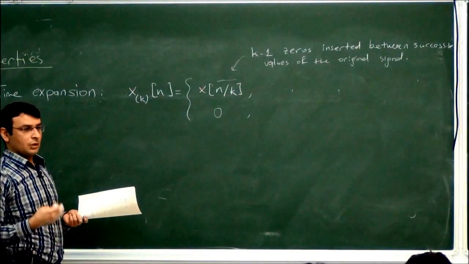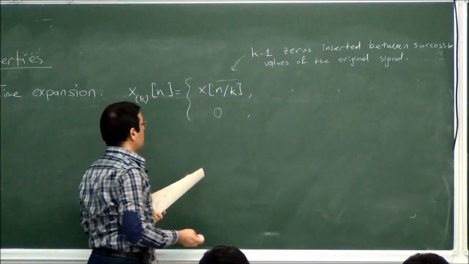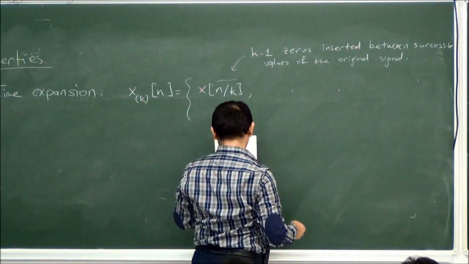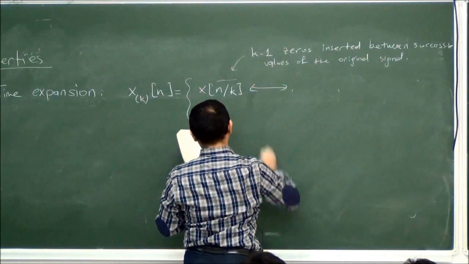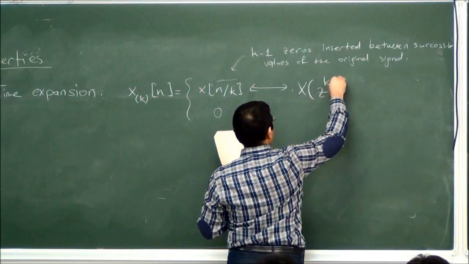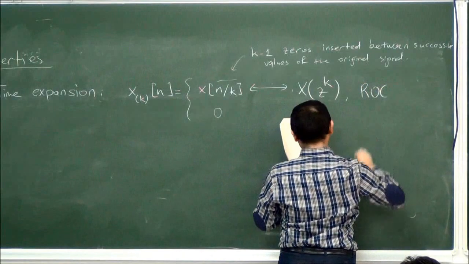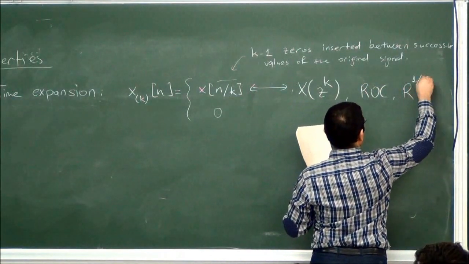Maybe you increase your sampling rate, and you are adding some extra samples instead of the original signal. In this case, if you take the z transform of this, it is X(z to the k). So what about the region of convergence? The region of convergence is, in this case, R to the 1 over k.